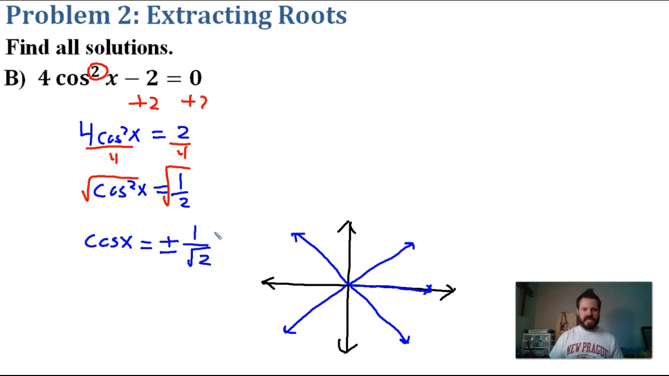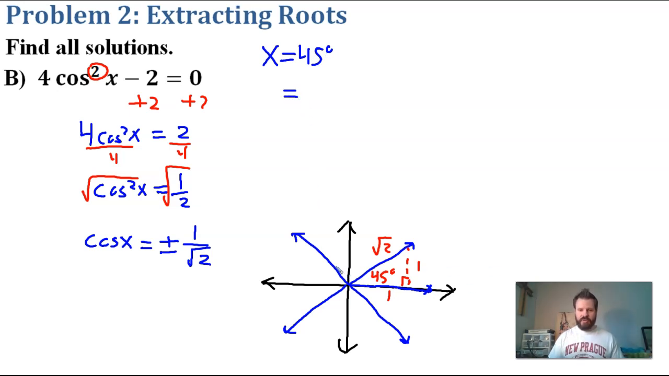All right, cosine is adjacent over hypotenuse, so I know for these reference triangles, the adjacent side will be a 1, hypotenuse will be a root 2, and the other side's going to be a 1. Here's our 45, 45, 90 right triangle. So solutions I come up with are x equals 45 degrees for the first one.